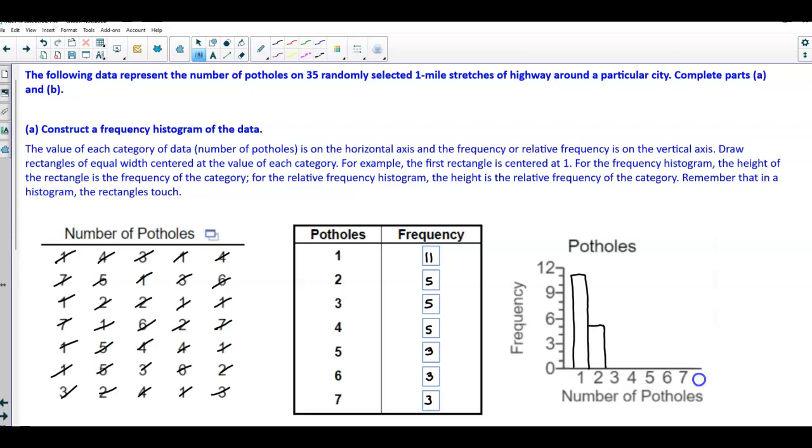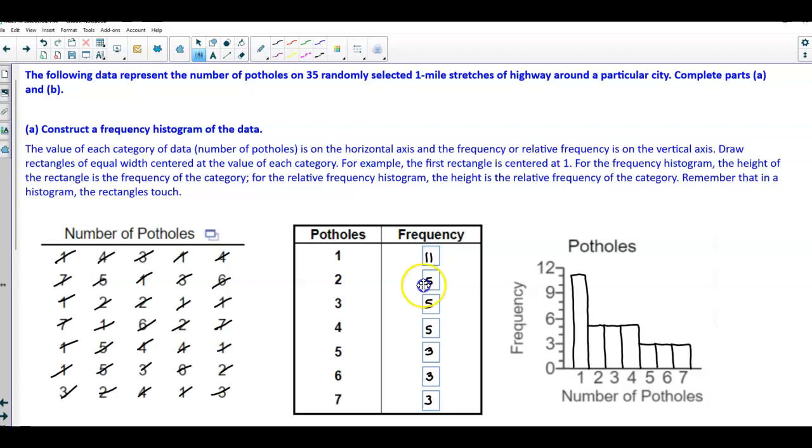For 3, we also have 5, so that's also going to be in the middle there. For 4, we also have 5, so there is the one for 4. For 5, we have 3, so there's the rectangle for 5. And there's the next rectangle for 6. And there's the rectangle for 7.